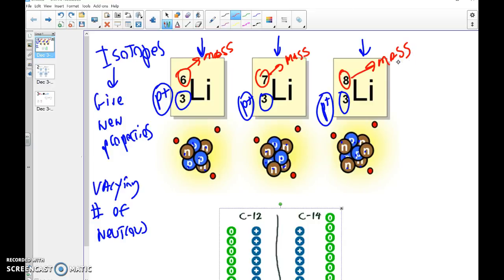Now it's very important for you to notice the number of protons never changed. For isotope 1, it was 3. For isotope 2, it was 3. For isotope 3, it was 3. The number of protons did not change. That's a big deal. The number of protons tells you the atom. That's something that you cannot get away from. Now, what you will notice is that each of these is different isotopes of lithium. The mass changed for each isotope. And so that means the number of neutrons changed.